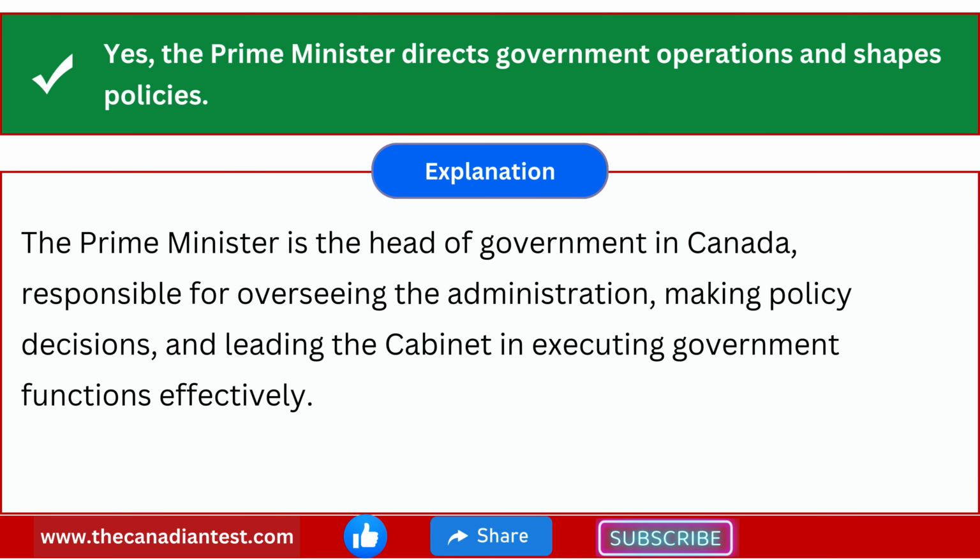The correct answer is yes, the Prime Minister directs government operations and shapes policies. Explanation: the Prime Minister is the head of government in Canada, responsible for overseeing the administration, making policy decisions, and leading the cabinet in executing government functions effectively.